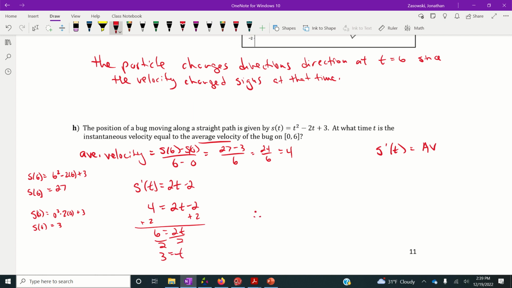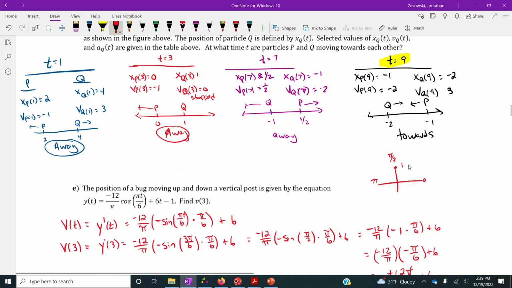We can say, therefore, the average velocity is equal to the instantaneous velocity at t equals 3 seconds. All right, awesome. Let's go cross off 3.